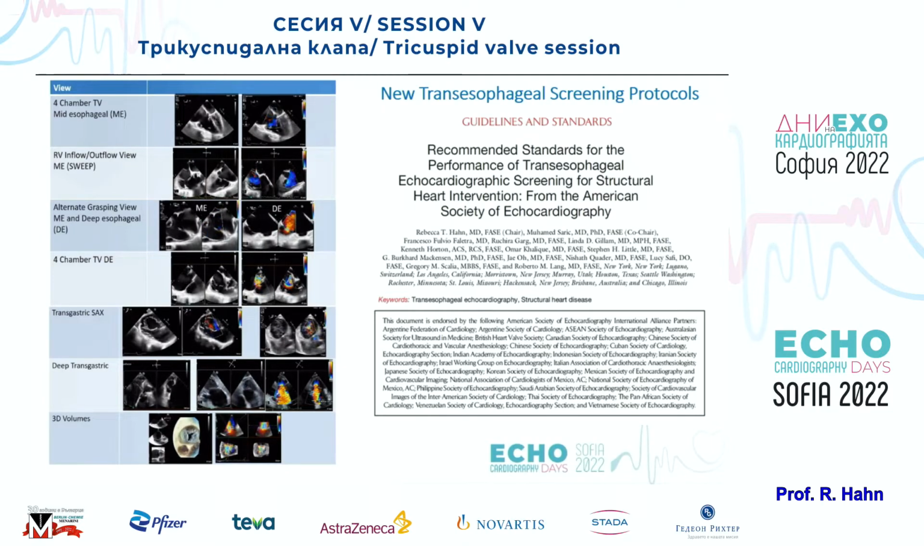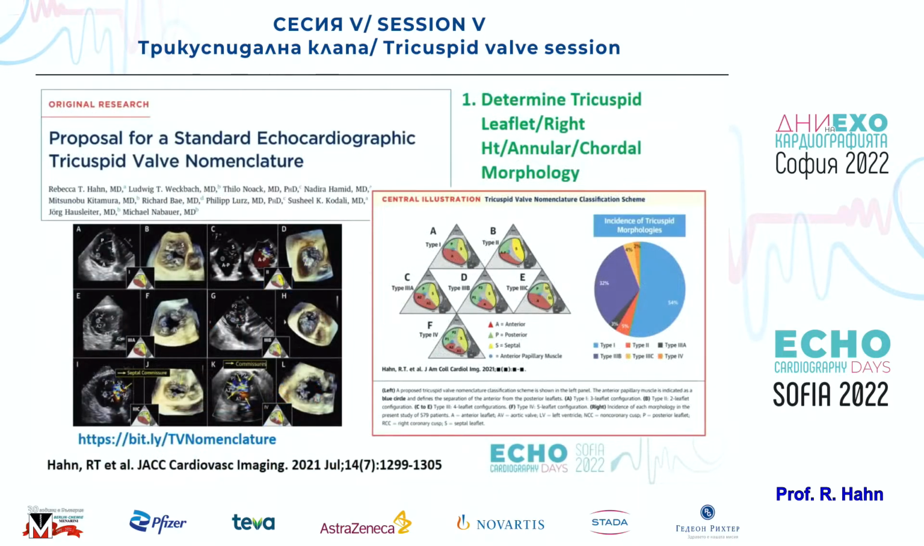But what we also need is to understand how to image by transesophageal echo. Transesophageal echo is the main imaging modality for placement of the devices, and we have already published this new guideline of recommended performance standards of the TEE for structural heart interventions. And in there we have protocols for the tricuspid valve, which involve a new level of imaging, which is the deep esophageal view.